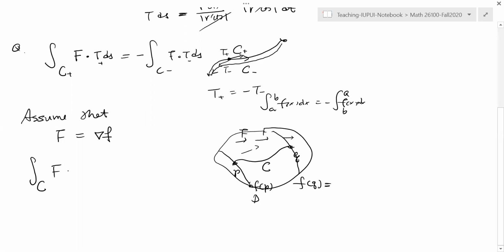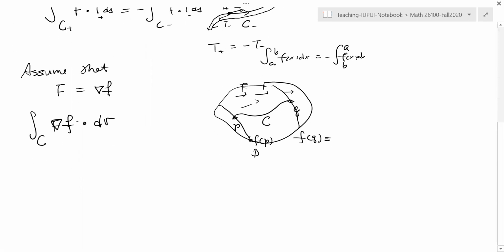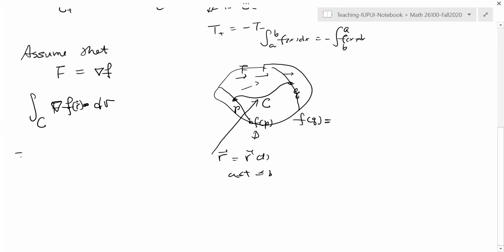So let's do some calculation. This will be the integral of the gradient of f dot dr. What does that mean? You evaluate this, so I'm going to take an arbitrary parameterization, with t from A to B. So let's do the calculation. This is going to be the integral from A to B of the gradient of f.